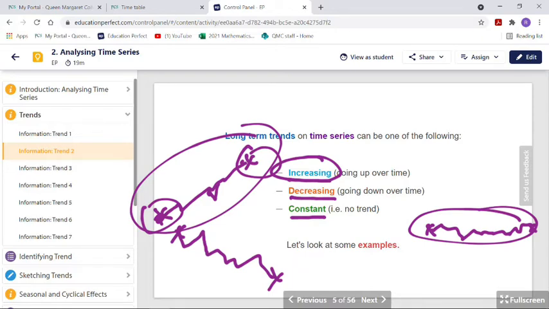And you may remember that if things are going up, we consider them to be positive. Going down, we consider them to be negative. But we need to use increasing, decreasing, and constant. Okay? So we're going to look at a couple of examples, and you're just going to define the trend. Okay? All right.